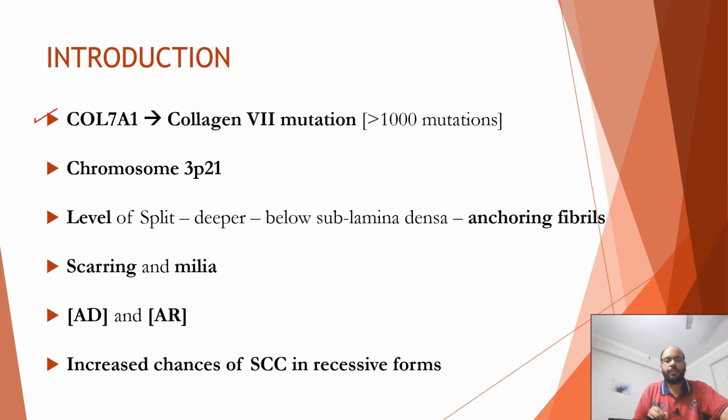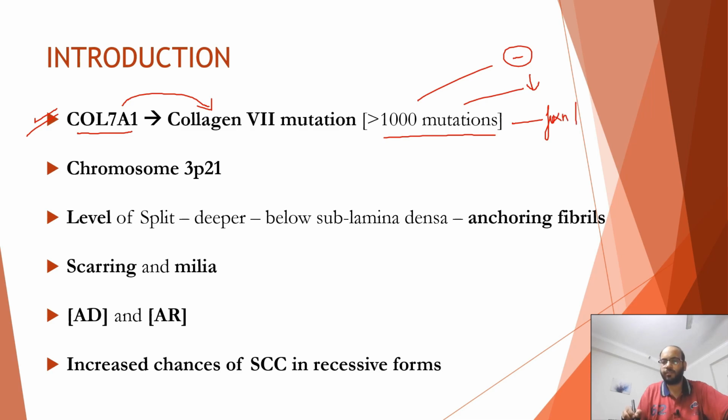All disorders of dystrophic EB occur because of mutation in the gene COL7A1. What the COL7A1 gene does is lead to formation of collagen 7, and if there's any mutation in the gene, the collagen 7 will be mutated. More than 1,000 mutations have been reported in the literature. These mutations can lead to absence of collagen 7, reduced formation of collagen 7, or the formation is good but the function is reduced, or the assembly is bad. Remember, collagen is a triple helical structure, so you need three strands which come together to form one large strand of collagen.